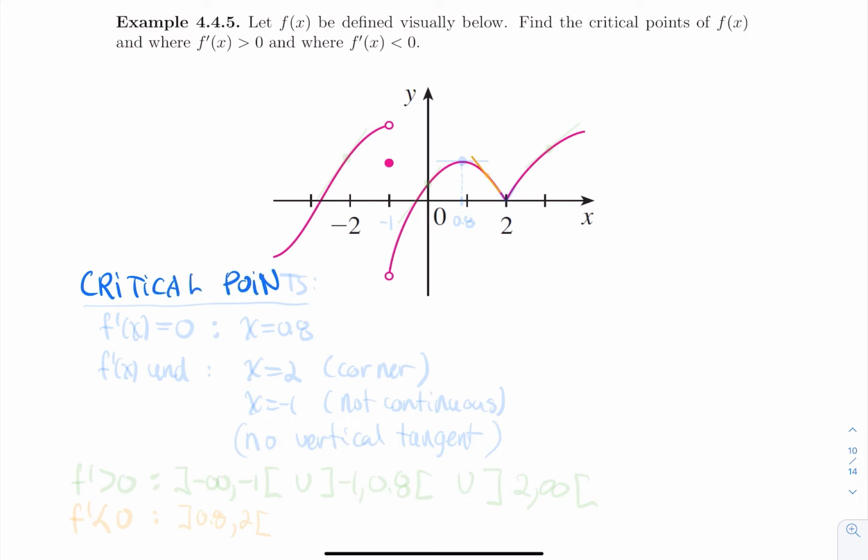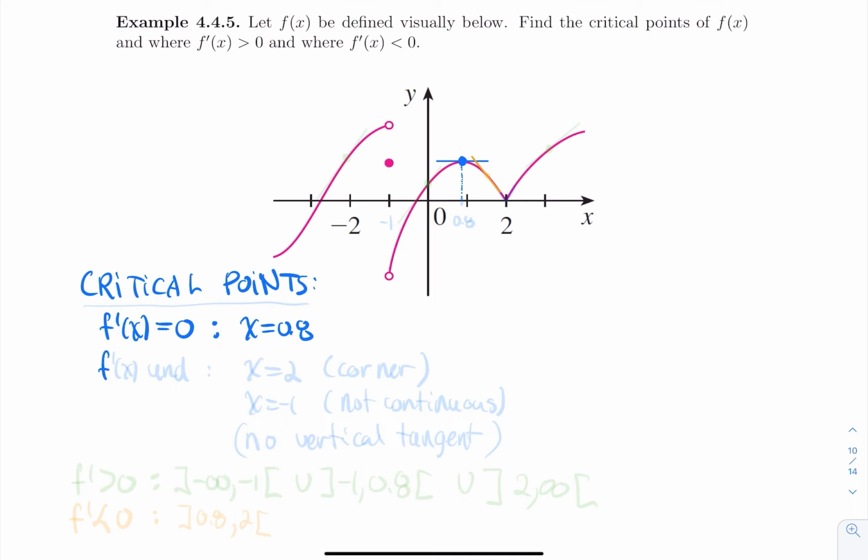Remember, there's two types of critical points. First, let's find the points where f prime is equal to 0. Here I see only one point on this graph. It's around here where the tangent line is horizontal. I would say it's around 0.8. So here x equals 0.8. There's no other horizontal tangent for that function.